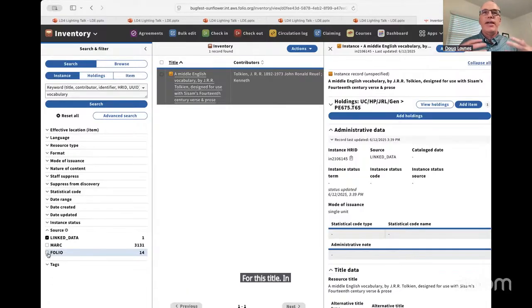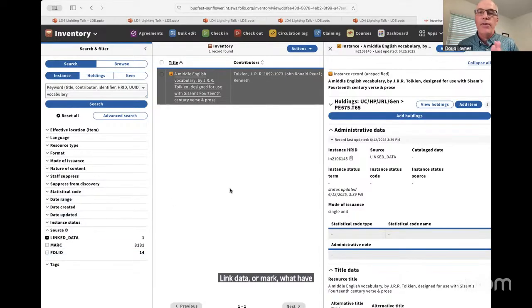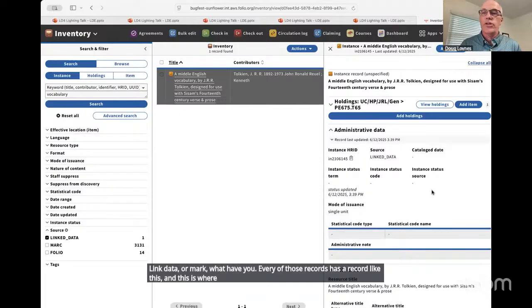Inventory spins up a generic or vanilla record for everything that's registered in inventory. So it doesn't matter what the source is, linked data or MARC, what have you. Every one of those records has a record like this. And this is where catalogers could do more work.